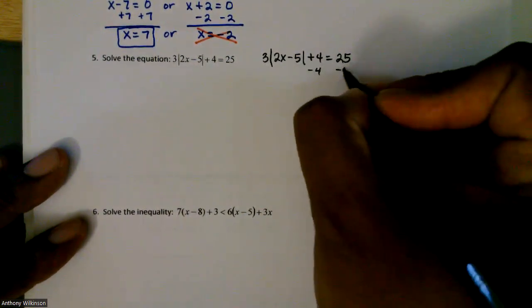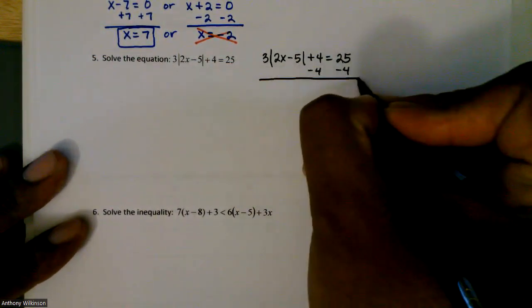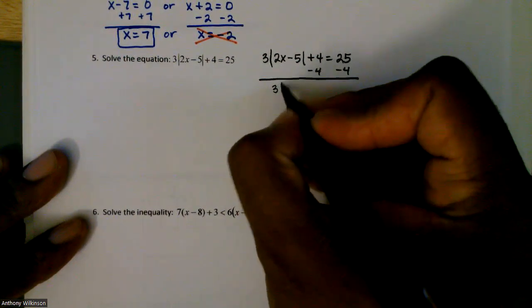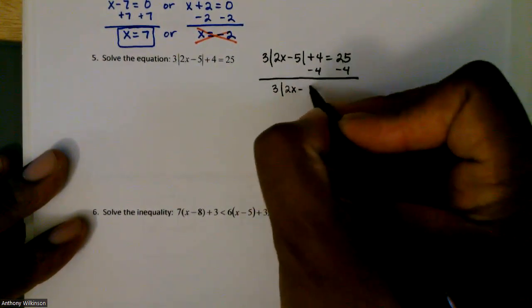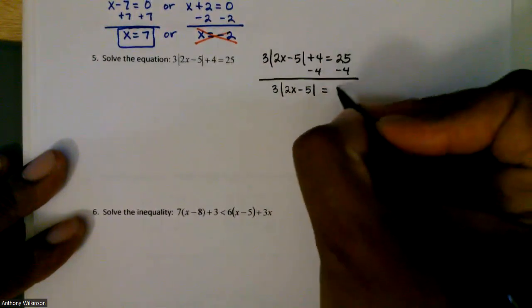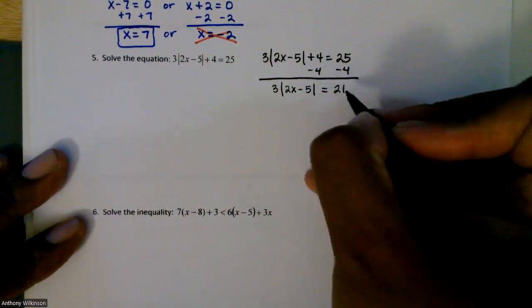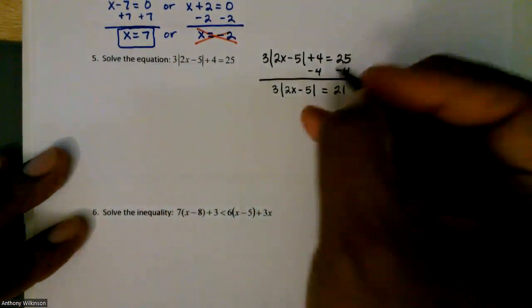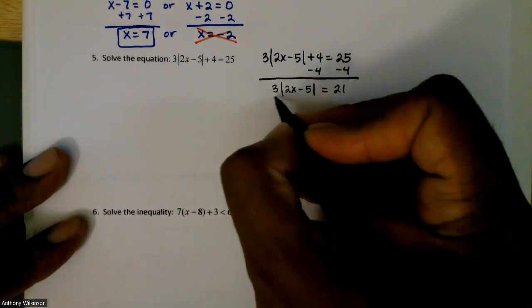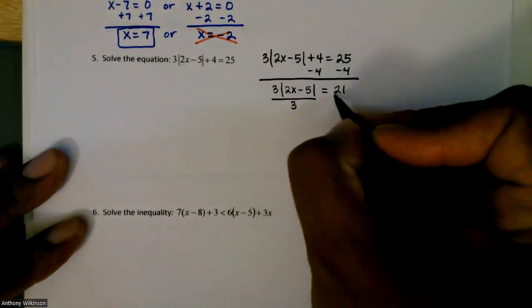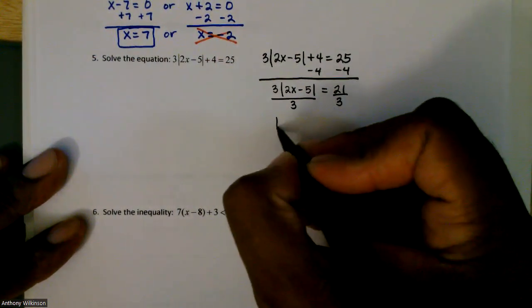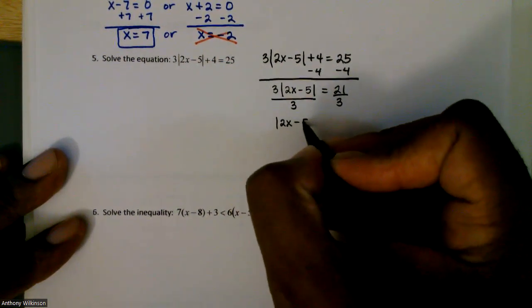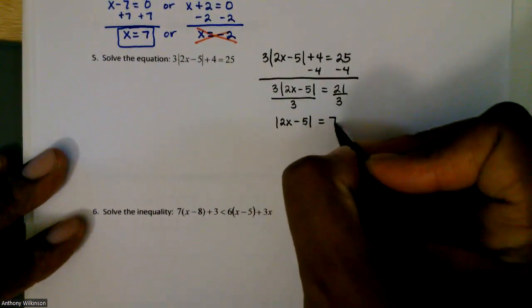I need to subtract 4 on both sides. So I have 3 times the absolute value of 2x minus 5 equals 25 minus 4. That's 21. And then to get the absolute value of 2x minus 5 by itself, it's being multiplied by 3, so I need to divide both sides of this equation by 3. So here I have the absolute value of 2x minus 5 is equal to 7.